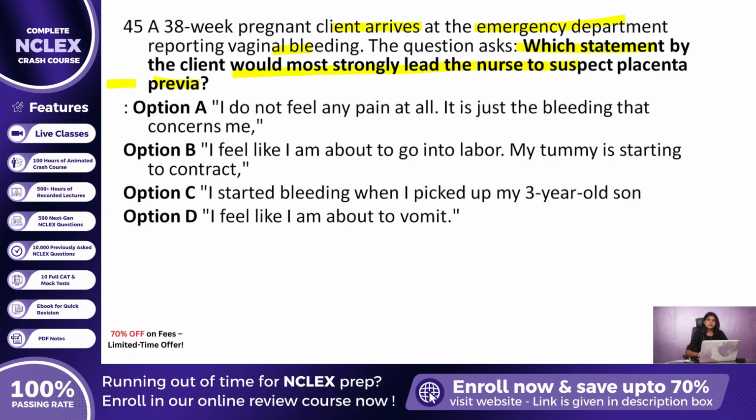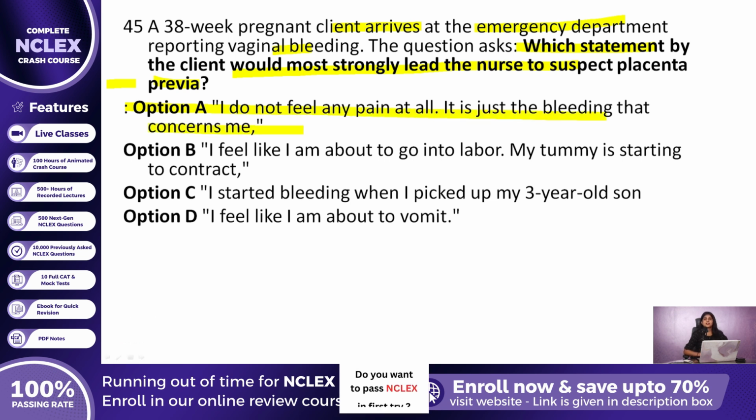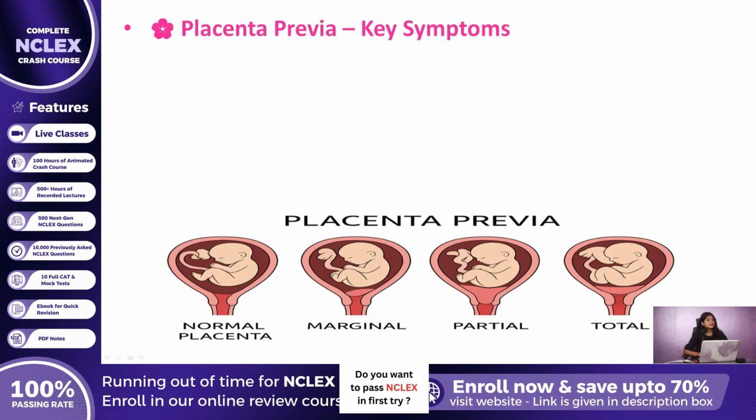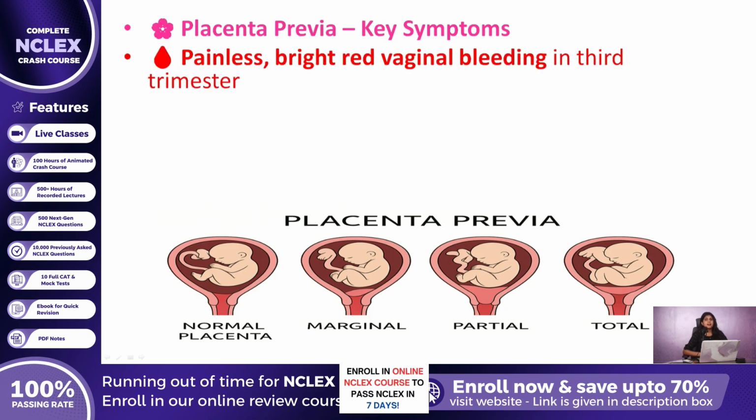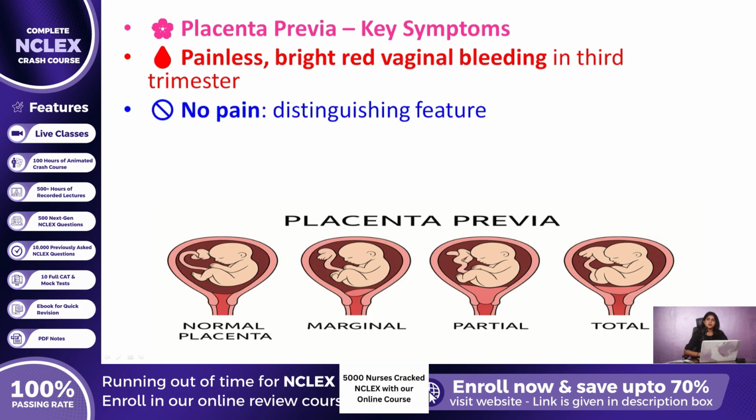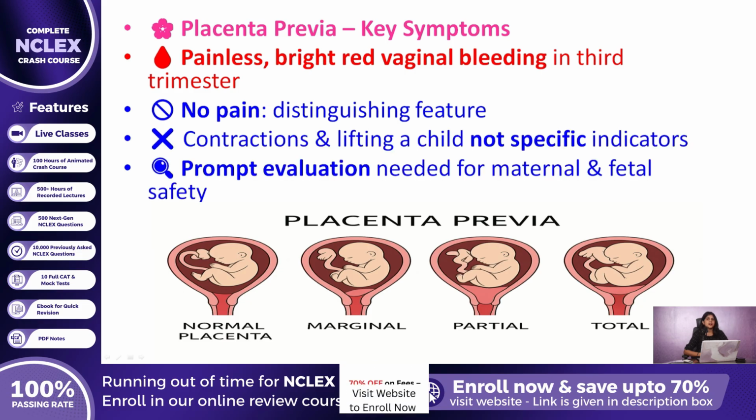The correct answer is option A, I do not feel any pain at all. It is just the bleeding that concerns me. Here is the rationale. Placenta previa presents with painless, bright red vaginal bleeding in the 3rd trimester. The absence of pain is a classic distinguishing feature. Other responses, such as contractions or lifting a child, are not specific indicators of placenta previa.